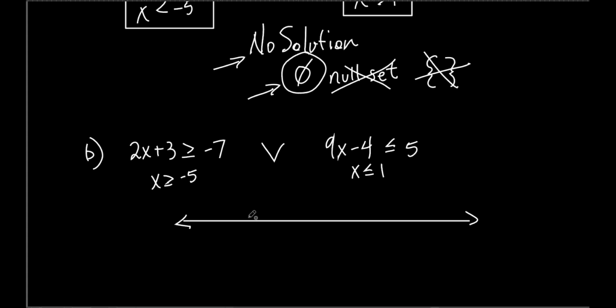So what's my smallest number? -5. My bigger number is 1. All right, and let's see what's going on here. So x has to be everything greater than or equal to, right? So which direction would that one go? It would go that way. And then x is less than or equal to 1.